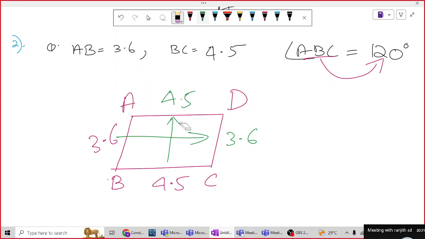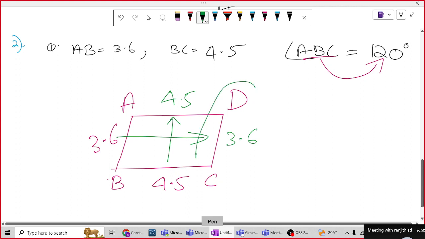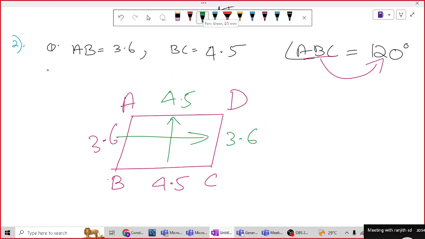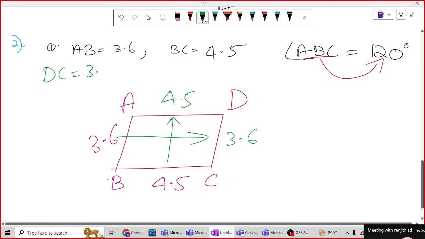Did you understand the rough diagram? Any doubts in the rough diagram? Look, the main question is to construct a parallelogram, not a quadrilateral. So you have to use the parallelogram property. If AB is 3.6, what is the opposite length of AB? That will also be 3.6 only. DC. Below AB, you can write DC is equal to 3.6.